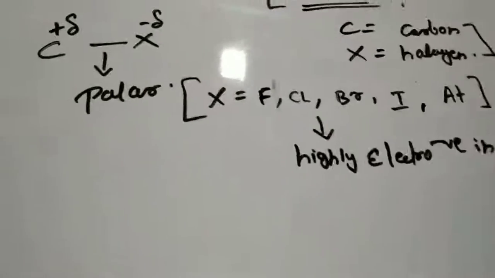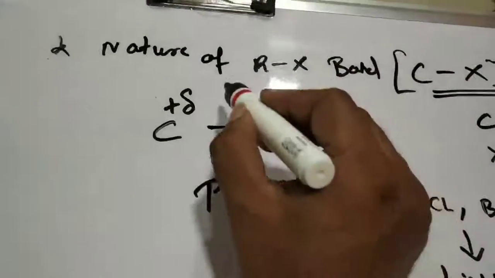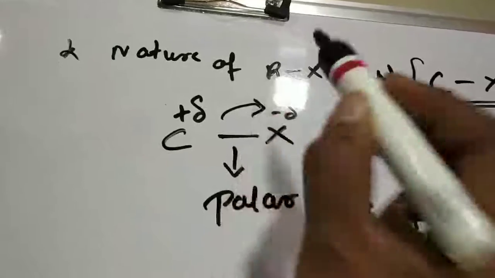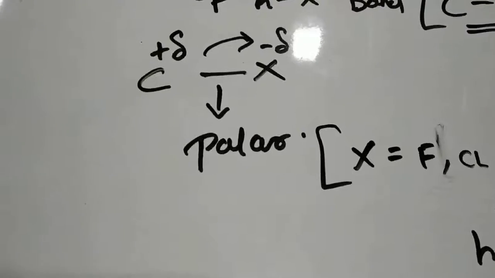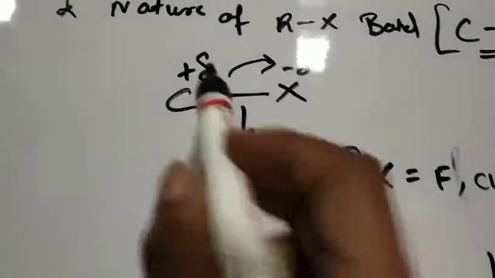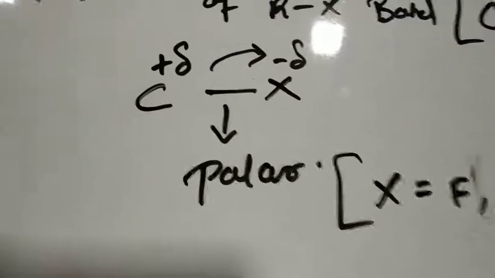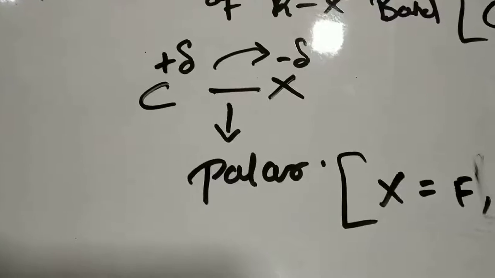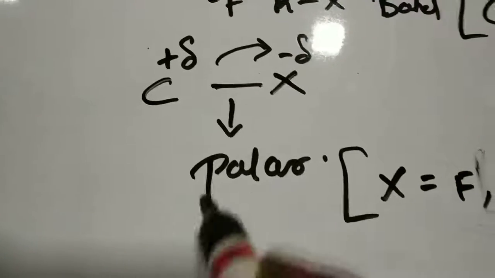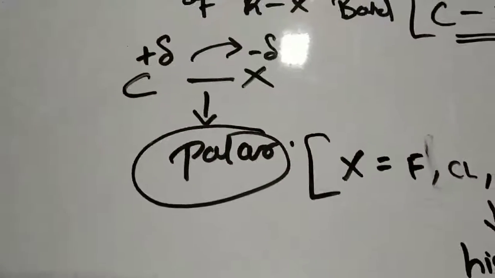Right, my dear students? So here this X will pull the shared pair of electrons towards itself, and due to which the carbon will develop a slight positive charge and X will develop a slight negative charge, right? So that is why we say that this particular CX bond is polar in nature.